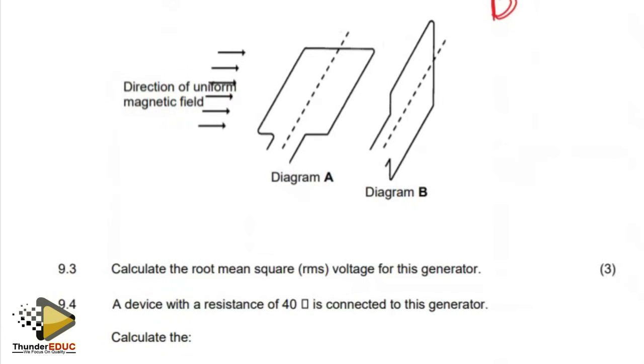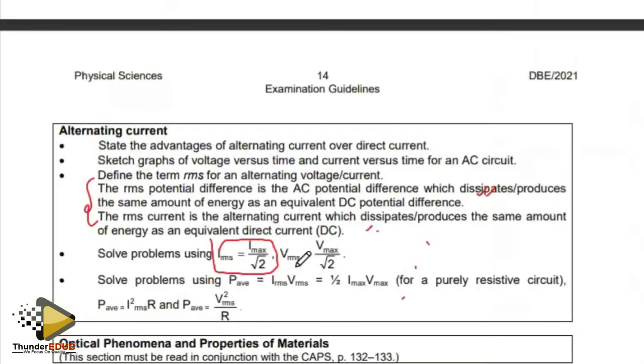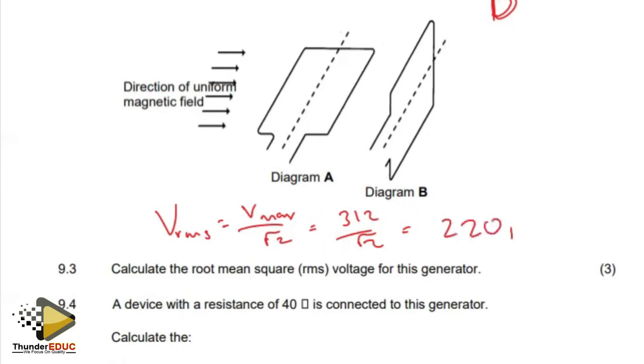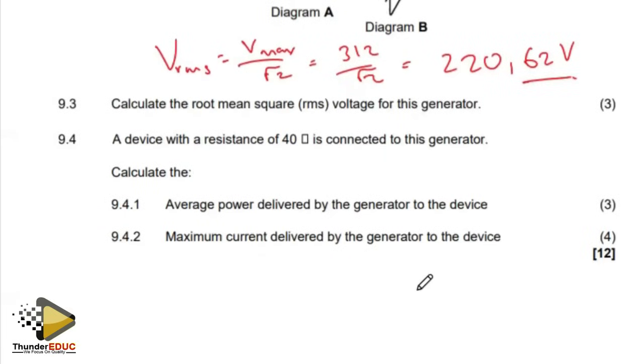Then they want us to calculate the root mean square voltage for this generator. From these formulas, Vrms is going to be Vmax over root 2. So it is 312 over square root of 2. Let's put that into our machines. I'm getting 220.62 volts.